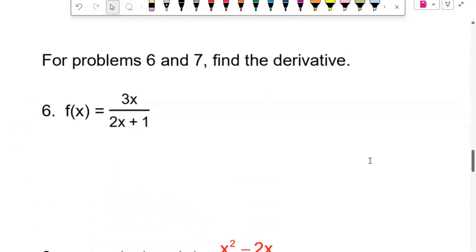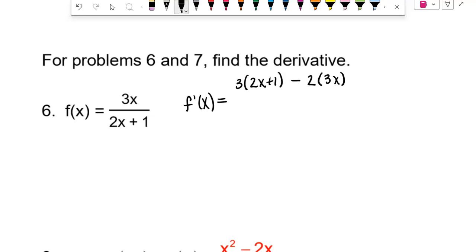So in order to figure out what the derivative is, there's two different parts. So we've got your numerator and then you've got the denominator. So to find the derivative, you're going to take the derivative of the numerator, which is 3, multiplied by the denominator, 2x plus 1, minus the derivative of the denominator, which is 2, times the numerator, which is just 3x, all divided by the denominator, 2x plus 1, quantity squared.